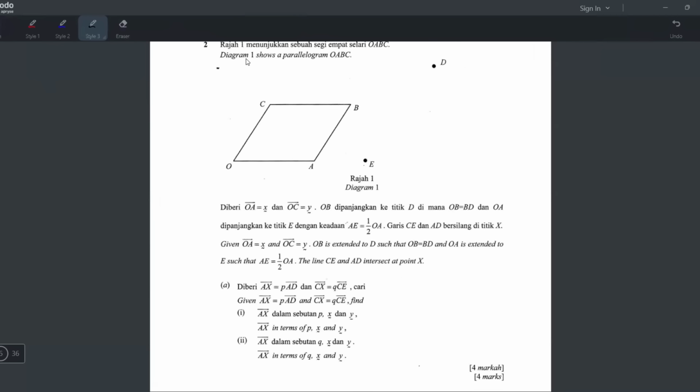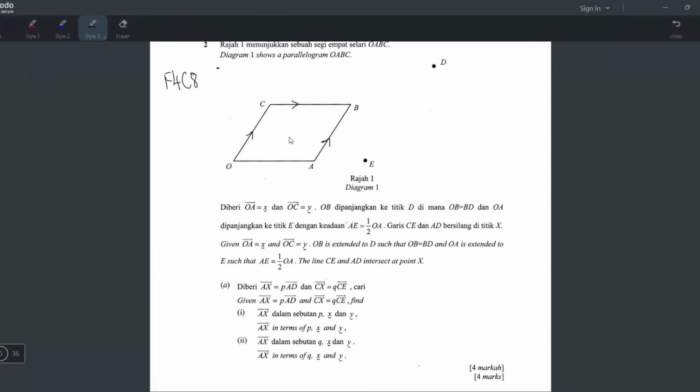Okay, let's do number 2. What chapter is this? Definitely vector. So it's from Form 4, chapter 8. Diagram 1 shows a parallelogram OABC. All right, parallelogram means these two lines will be parallel and atas bawah punya line pun parallel. And not only the opposite sides are parallel, they are also sama panjang.